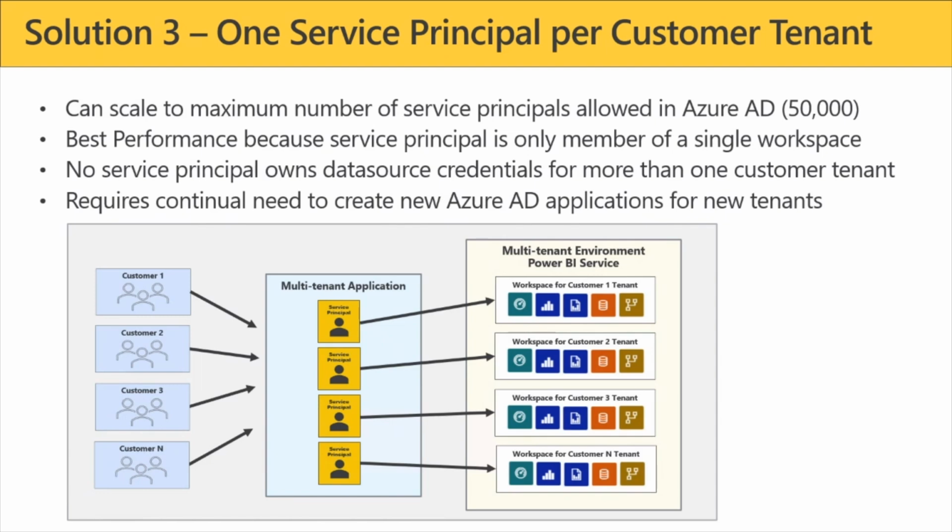Now, the last solution, in theory, is the very best, and that's one service principal per customer tenant. Now, you can scale pretty much as high as Azure AD will allow you in creating service principals. So let's say that's about 5,000. It gives you the best performance because the service principal is now only going to be a member of a single workspace, and you have no worries about data source isolation, because we isolate data source credentials by the service principal. So you never have one service principal that's the owner across customer tenant boundaries.